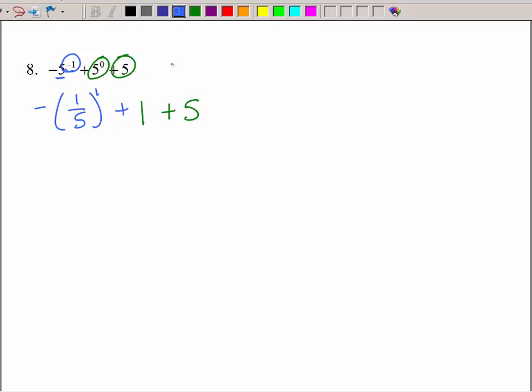Well, let's add together the stuff we know how to add together. Now 1 plus 5 is 6, right? Okay, and that's negative 1/5. So again, finding a common denominator would be 5. So that stays negative 1/5. Remember, put that over 1. So I multiply both of those by 5.